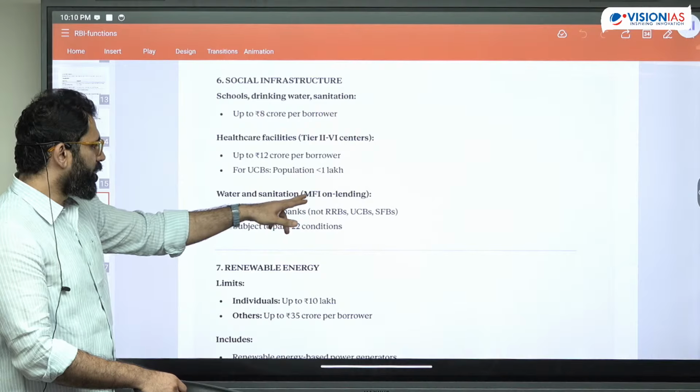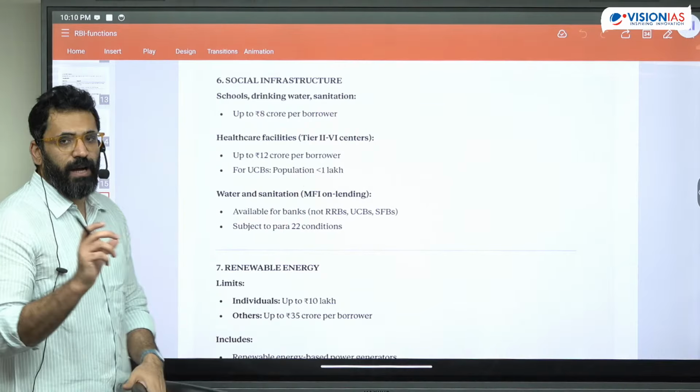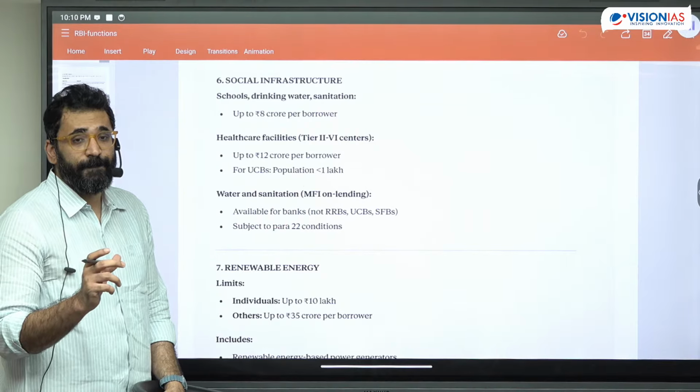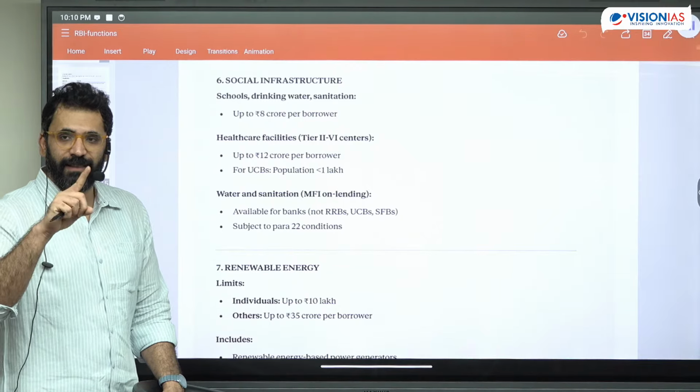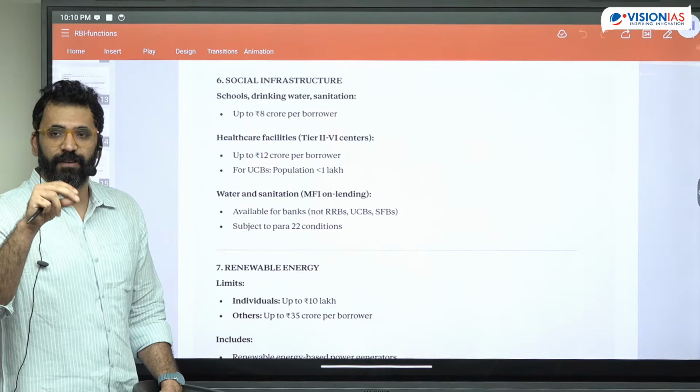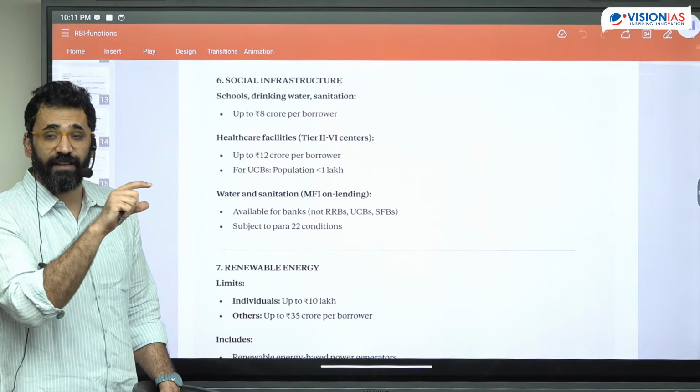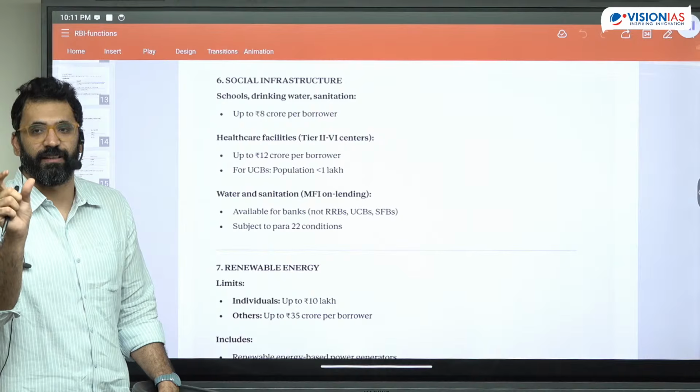In this, an important one is MFI on-lending. What is microfinance? What is the meaning of microfinance? Microfinance can be given by banks, can be given by NBFCs. In fact, NBFCs register themselves only to deal with microfinance activities. These are called NBFC MFIs.